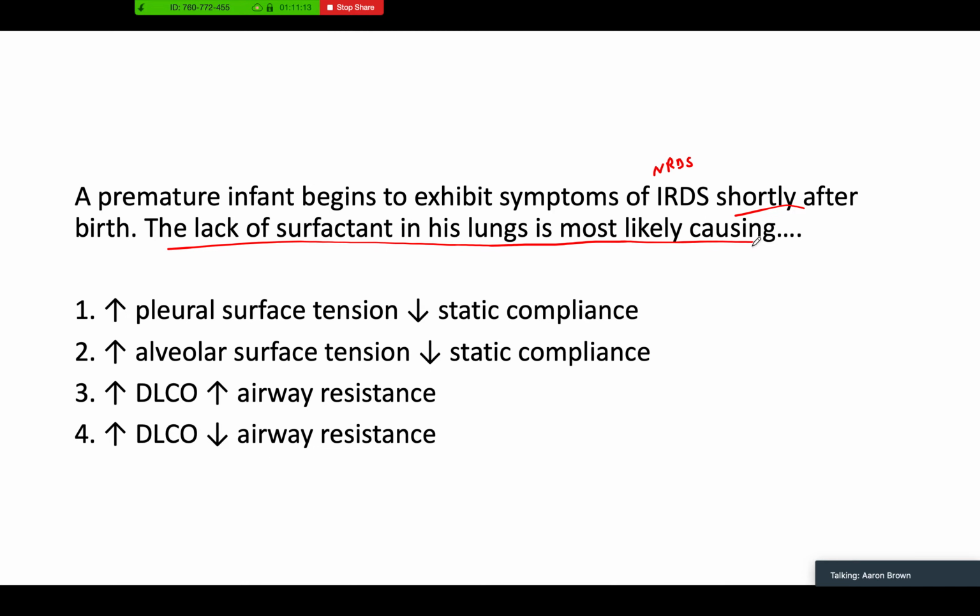So surfactant is going to distribute the pressure of opening the lungs among all of the different alveoli. And so if you don't have surfactant, the lungs are not going to stretch as smoothly. And so that would be a decrease in compliance of the lungs altogether.